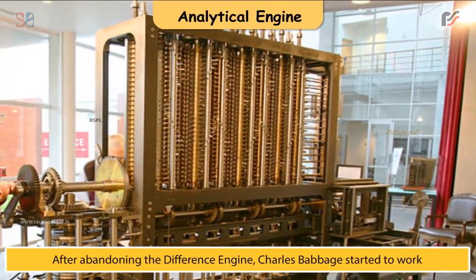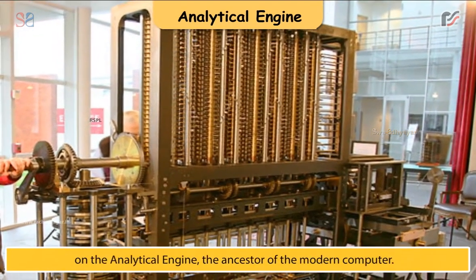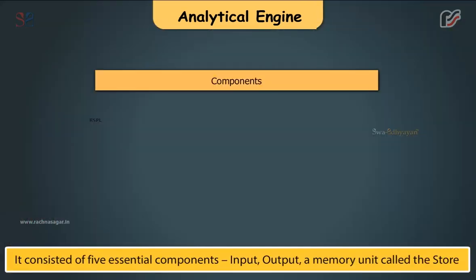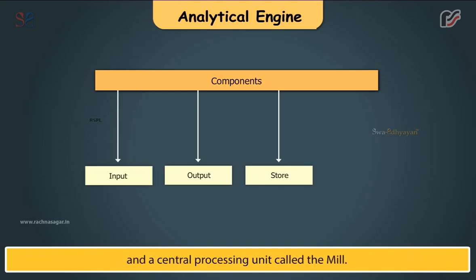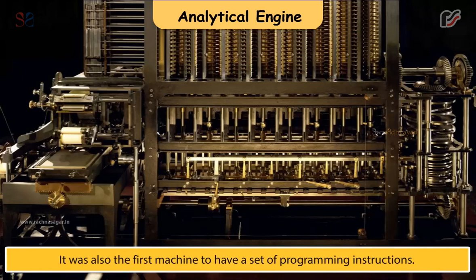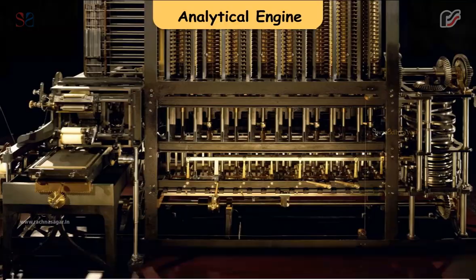Analytical engine. After abandoning the difference engine, Charles Babbage started to work on the analytical engine, the ancestor of the modern computer. It consisted of 5 essential components: input, output, a memory unit called the store, and a central processing unit called the mill. These components worked like modern computers. It was also the first machine to have a set of programming instructions. All computers that are used today are based on the analytical engine.